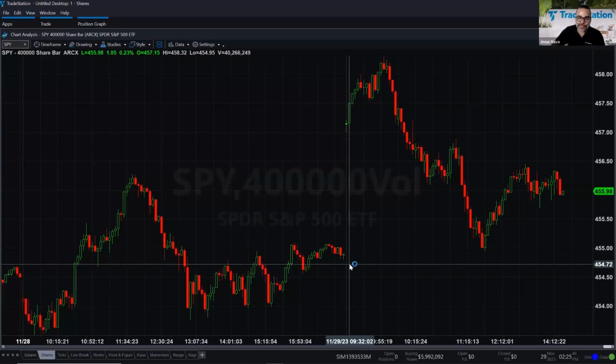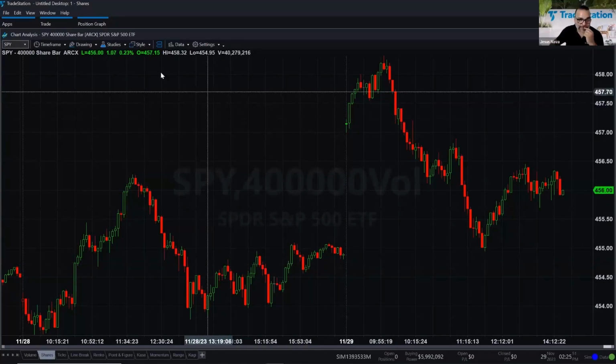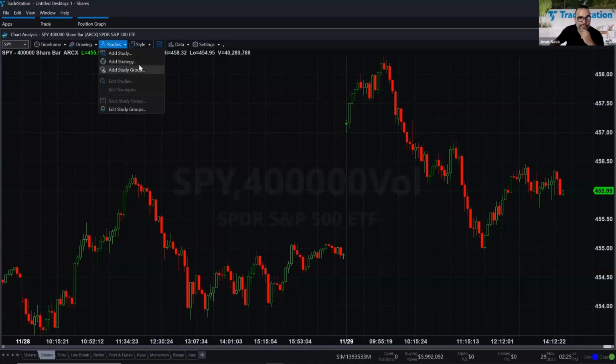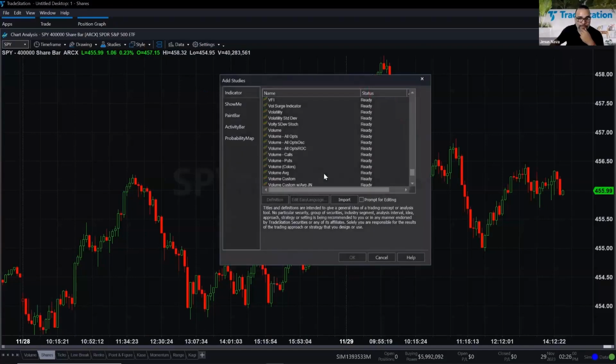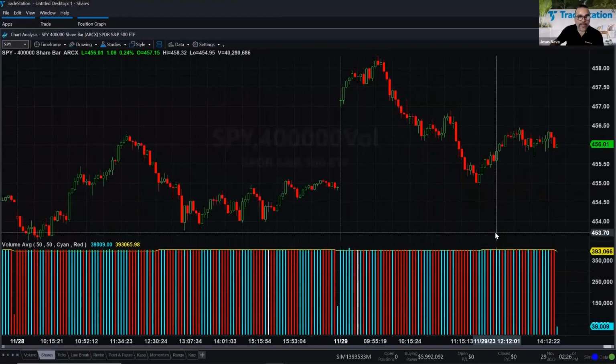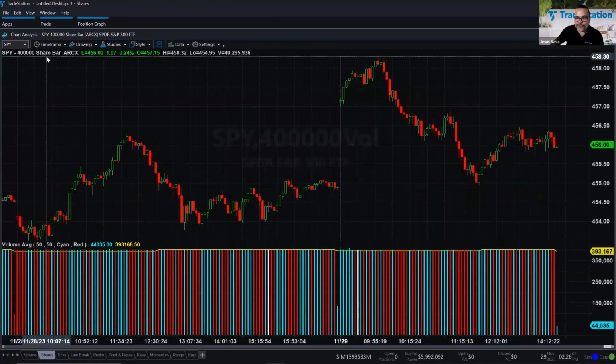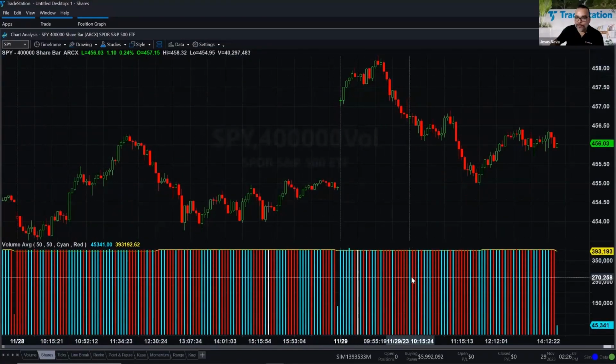Hopefully that makes sense. On these types of charts, this is a share bar chart, you can also use a volume study. So if I go here to studies and I go to add study, let me go to my volume average. Here we go. Of course, we're following 400,000 share bar. Take a look at volume here. It looks like a flat line. Why? Because every histogram bar is going to be approximately 400,000 shares.